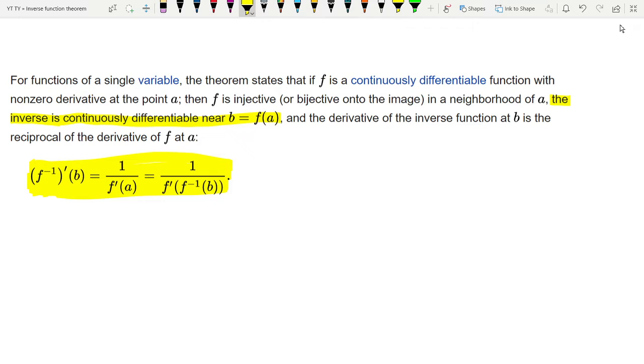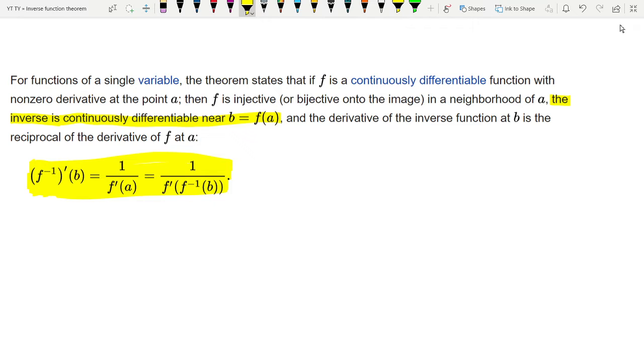And why do we talk about the neighborhood? Because in the neighborhood, the derivative of the inverse would be the same as the reciprocal of the derivative of the original function. Right? So this is the beauty of the inverse function theorem. It not only talks about the inverse function, it talks about its derivative and how the derivative will look. It tells you about that as well.